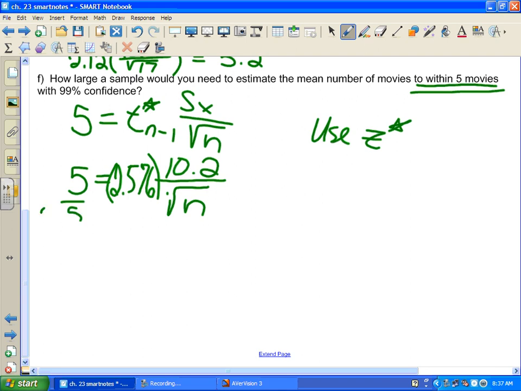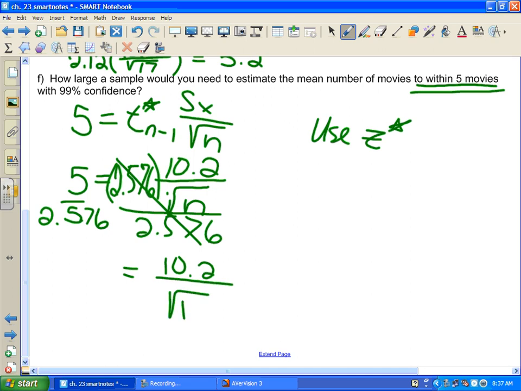Divide by 2.576. We did some of these a long time ago. The trick on this is you don't round until the very end. So you leave it in your calculator. So in your calculator, go ahead and do 5 divided by 2.576. It'll give you a long decimal, it's 1.94 and a bunch of decimal places. You can write 1.94 down, but don't round yet.